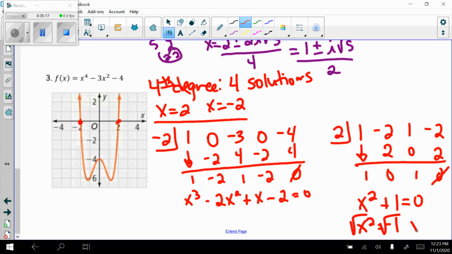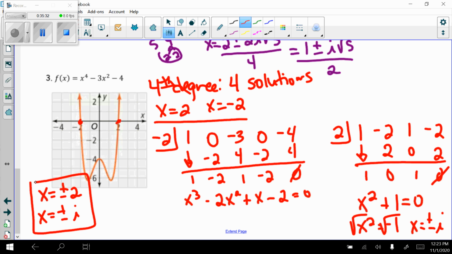Take the square root of both sides. x equals positive and negative the square root of negative 1, which is i. So here are my 4 solutions. x equals positive and negative 2. x equals positive and negative i. All right. That is day 1 of section 3.5.